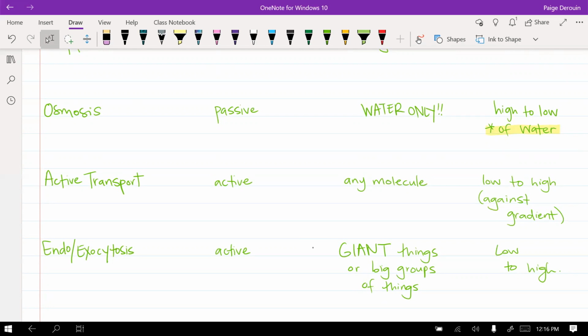When you finish with this, the only other thing we're working on today is also in OneNote. It's called transport types practice, or like cellular transport types practice or something like that. Should be right in there with these other pages.